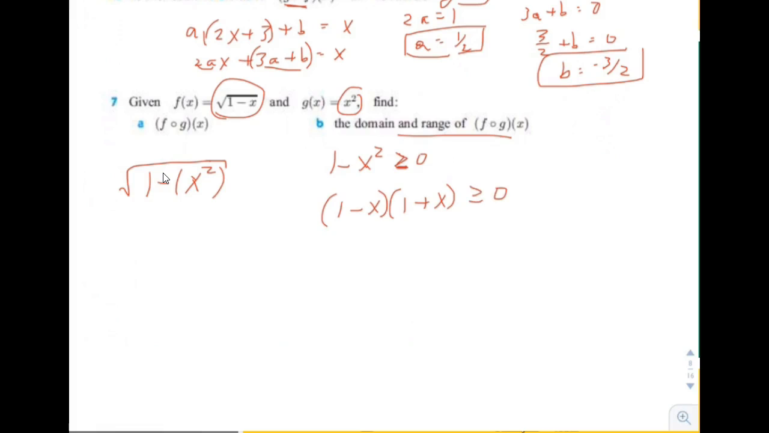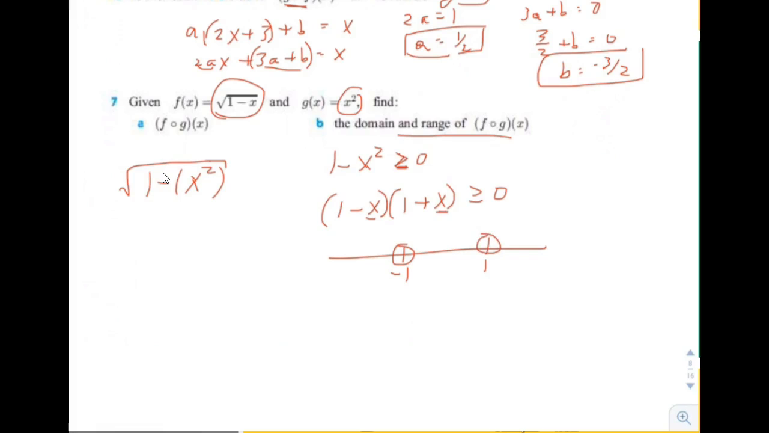So when is this equal to 0? When is it greater than 0? Which is what we're asking here. Well, if x is 1, then the whole thing is going to be equal to 0, so that's a critical point. If x is negative 1, then this is going to be 0. It's going to multiply and get 0 also. So these are the two critical points that make it 0.